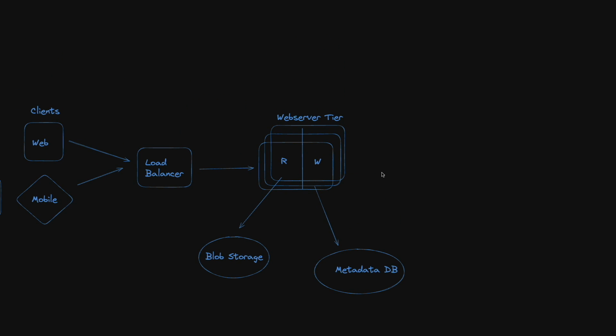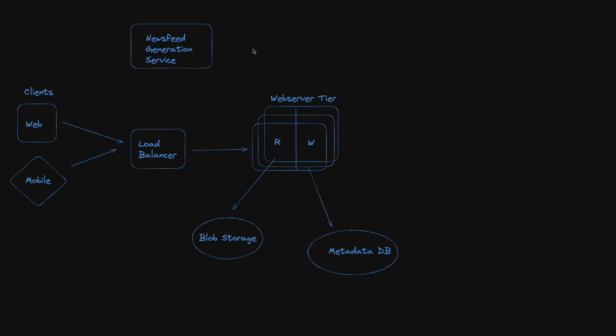Okay, so now we have our web server tier. Let's think about what happens here. People can read from our application, which means they need to get their news feed. So let's say there is some news feed generation service. We're going to have some other team or some owner of this service, which actually generates the news feed for us. This is the system which generates the news feed, so when the user wants to fetch from the read side, they're going to hit this service here.